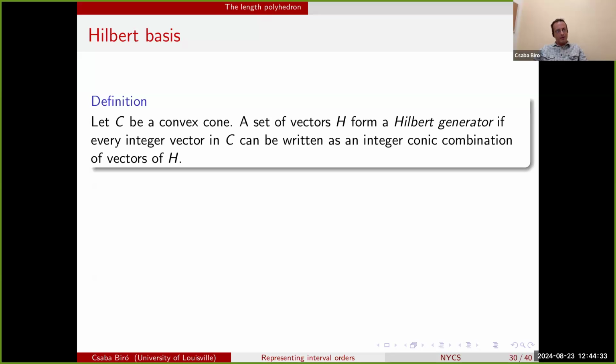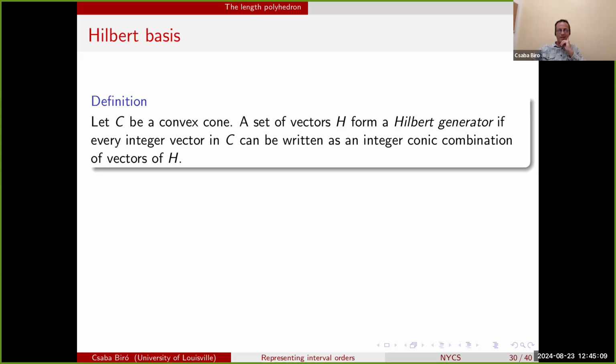So here's another way to try to describe this cone. One can find a Hilbert basis. What's a Hilbert basis? So you have a convex cone, and a set of vectors form a Hilbert generator set if every integer vector in this convex cone can be written as an integer conic combination of vectors of H. Conic combination means that the coefficients must be non-negative, and now they have to be also integer, okay? So that's a Hilbert generator of a cone.